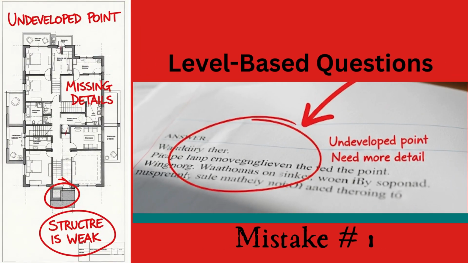Mistake number one, the undeveloped points. You know when you're making this mistake? In level based questions that ask you to identify points along with development. You might identify the correct idea, but you fail to expand on it. You talk about what, but you fail to explain how. This is your mistake. How can you fix this now?